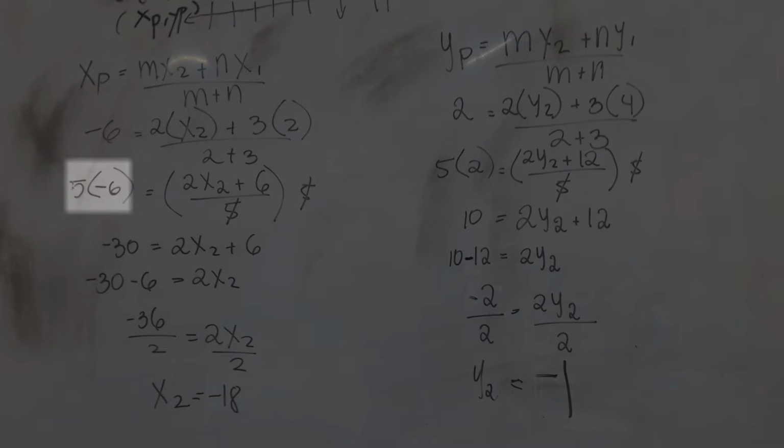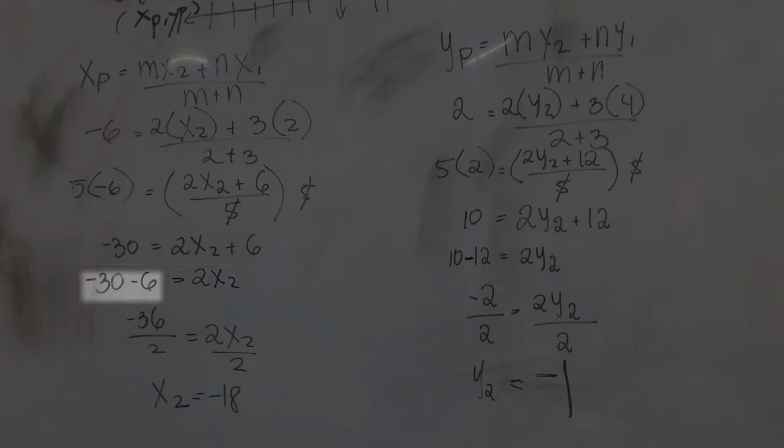Because what we do on one side, we need to do on the other side too. So the answer will be negative 30 equals 2x sub 2 plus 6. So we are going to transpose 6 to the other side. So it will be negative 30 minus 6 equals 2x sub 2.